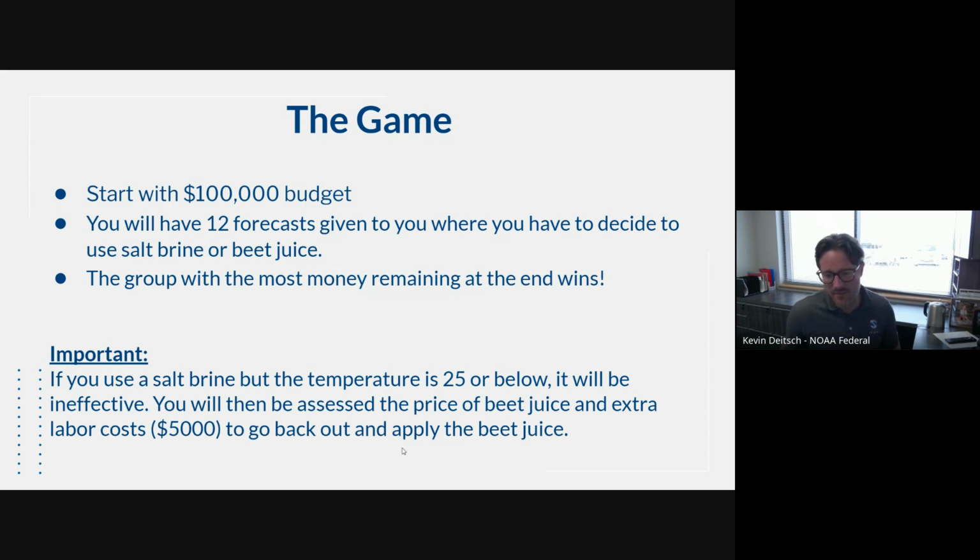Here at the bottom is kind of important. If you use that salt brine, that cheaper option, but the temperature ends up falling below that 25 degree threshold, you're going to be assessed a labor charge of $5,000. So you'll have to pay the $500 for the initial application, the labor charge of $5,000, and then the $8,000 for the beet juice that you have to put on. So that's a significant hit to your budget, should you try to be cheap and not do the beet juice.